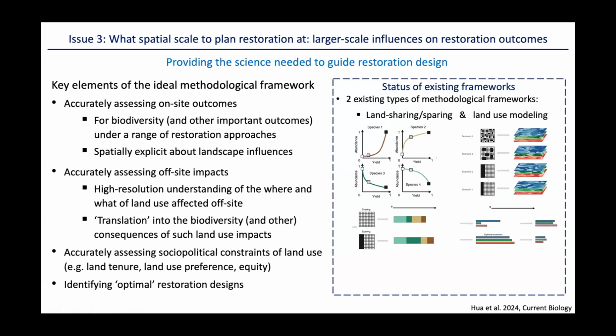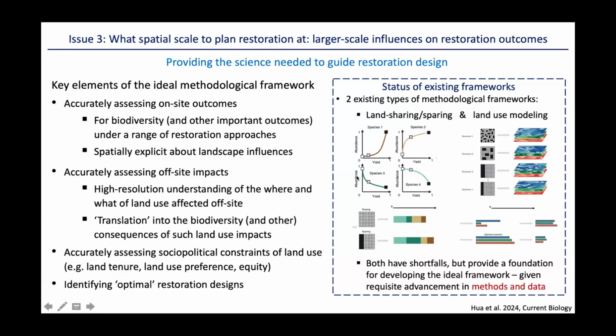In simple terms, land sharing versus sparing tries to understand how to best reconcile production versus ecological gains by mapping out the relationship between species abundance and land use intensity, and then conducting a land use simulation to calculate how much total biodiversity a given landscape or region can support. Whereas the land use modeling framework initially generates different land use scenarios and then overlays them with different layers of data, like biodiversity and ecosystem services, to understand the outcomes of different land use scenarios, eventually to identify the optimal scenario.